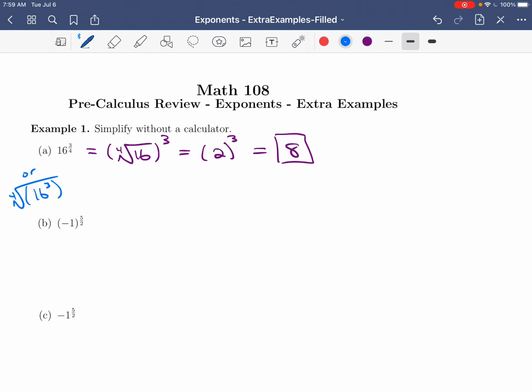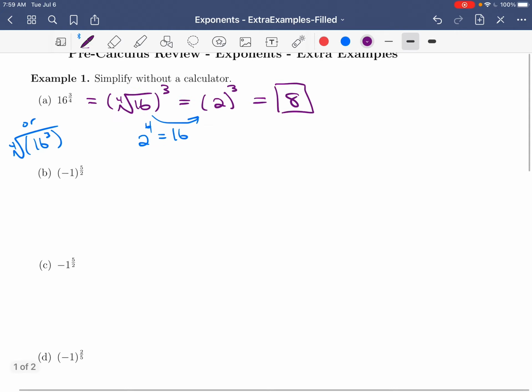Now the fourth root of 16 is 2 because 2 to the power 4 is equal to 16. So that's why it's like that.